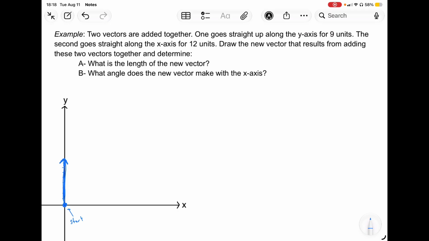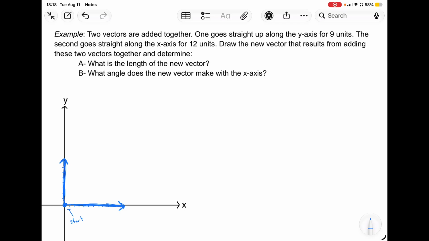And the second vector goes straight along the x-axis for 12 units. So 1, 2, 3, 4, 5, 6, 7, 8, 9, 10, 11, 12. None of those are terribly regular, but yeah, get the gist. So we've got a vector that goes straight along that x-axis in a positive direction. Cool.